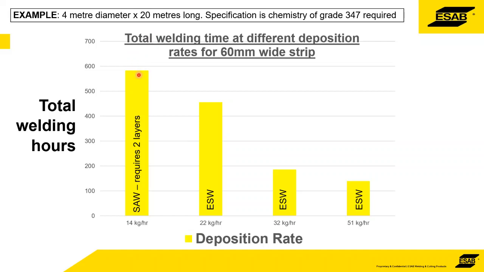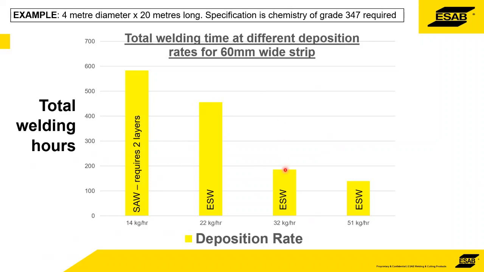So obviously you need 2 layers on there, so that's double. So that's 1150 hours. Okay, with entry level electroslag welding, you're talking 450 hours. So this is a single layer, that's it, that's your welding time, 450 hours in total. So that's a huge saving.